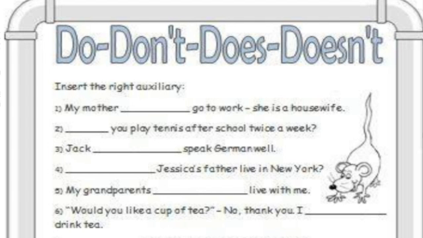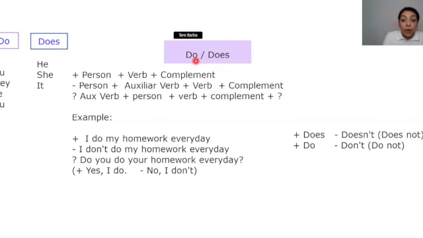She's a housewife. Number 2: You play tennis after school twice a week? It's a question, so we start with the auxiliary. The person here is you, so we start with do, because you doesn't go with does. So: Do you play tennis after school twice a week? That will be all for this exercise.